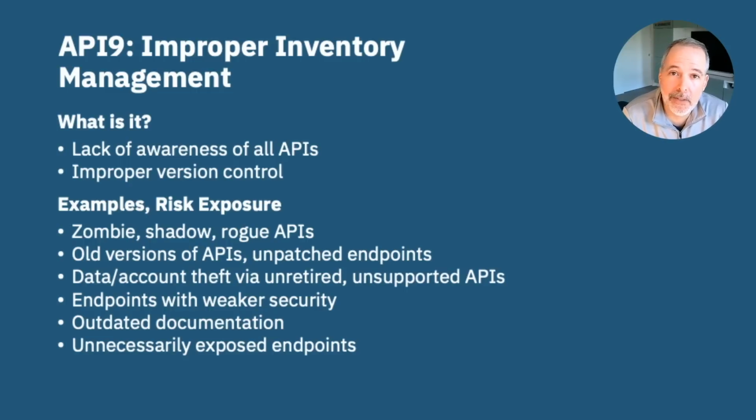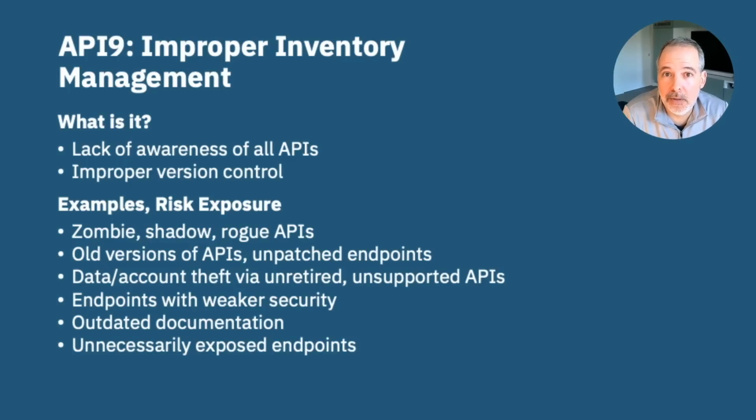Are they up to date? Have they been retired? Where are they running? Who created them? Do they have vulnerabilities? Are they properly documented? And so on. And you'll often hear about things like zombie or shadow APIs, APIs that are out there running, but no one seems to know about them. Or you might have out-of-date, older versions of APIs that are still accessible.